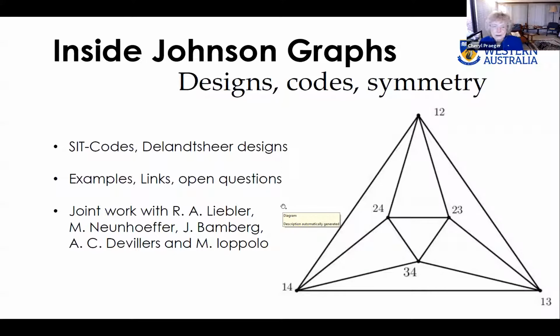A lot of the work that I will be talking about started off as joint work with my colleague Bob Liebler, and unfortunately Bob died in 2009, a few years before I was able to finish off our first major paper in the area. There's also some joint work with Max Neunhöffer that I'll tell you about, and more recently, joint work with John Bamberg and Alice de Villiers, my colleagues at the University of Western Australia, and our PhD student, Mark Ioppolo. Mark has just finished in the last year or so.